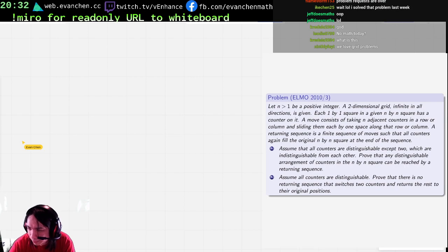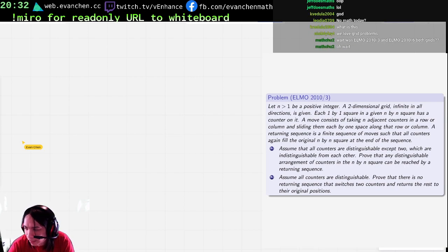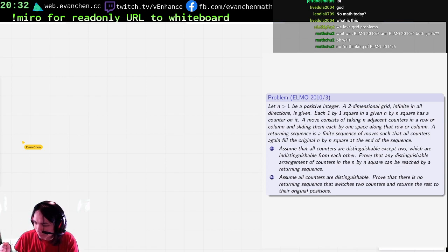So you have a two-dimensional infinite grid, and you have an n by n square of tokens, and in a move you're allowed to move stuff around, basically. So you can take n adjacent counters in a row or column and slide them one space across that row or column. Wait, what? Okay.